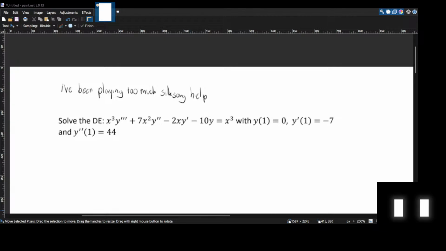Yep, welcome Flux, welcome to the stream. Here we go again. Another homework stream. I've been playing a little too much Silksong that I wasn't really doing any of my homework. So now I have to catch up on it a little bit. In fact, one of the homework here is due today. So that's fun.